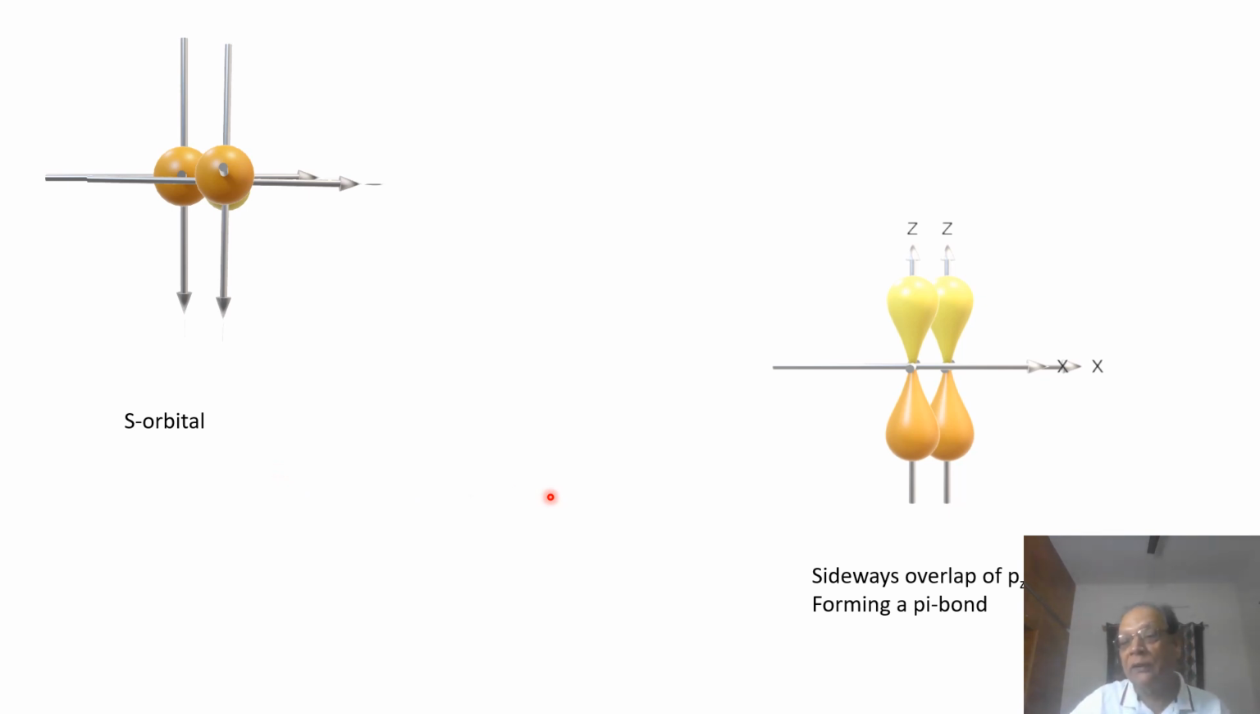In sigma bonding, the overlap is great, and therefore the sigma bond is stronger as compared to the pi bond. Also, the pi bond is, you see, jutting out of the molecule, so it is vulnerable to attack by attacking species, and therefore it breaks much before the sigma bond breaks.